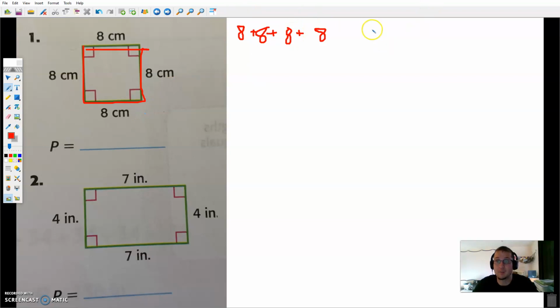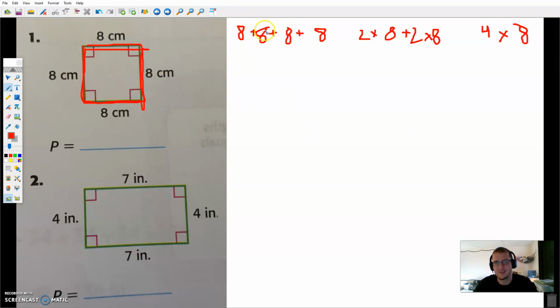We could think about it as the rectangle it is still, and do 2 times 8 plus 2 times 8. Or we could think about it like the square, just a very specific type of rectangle. There are 4 8s there, which would be 4 times 8. All of those are going to get us to the same answer.